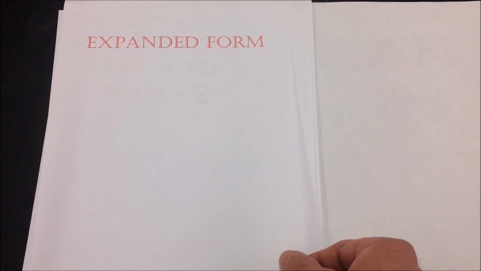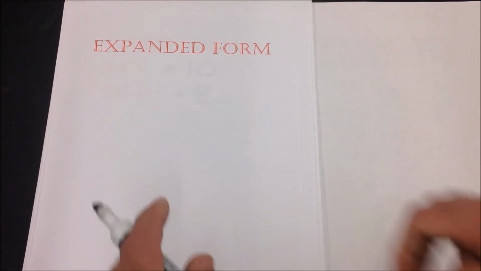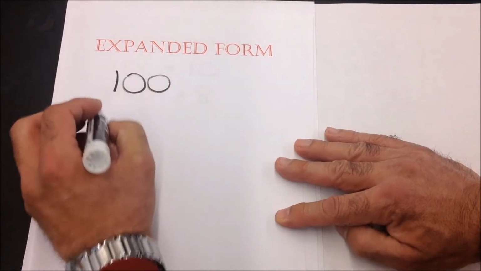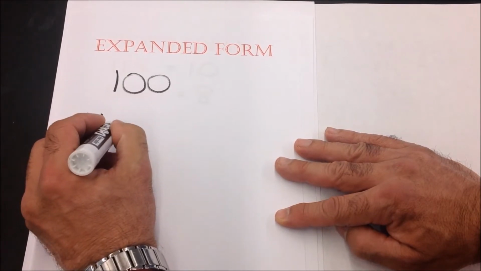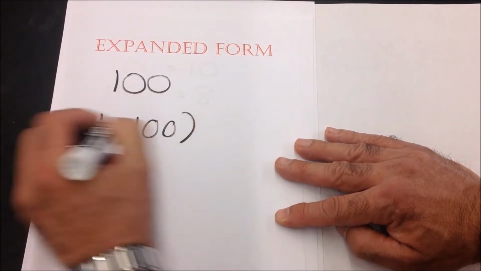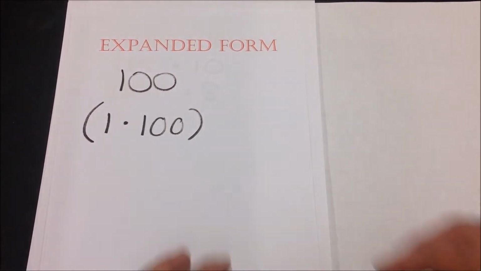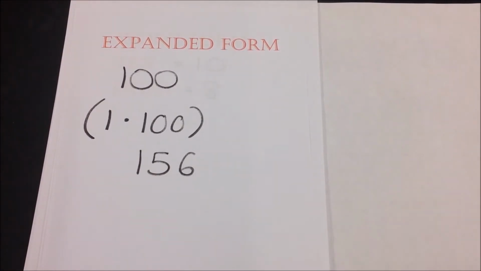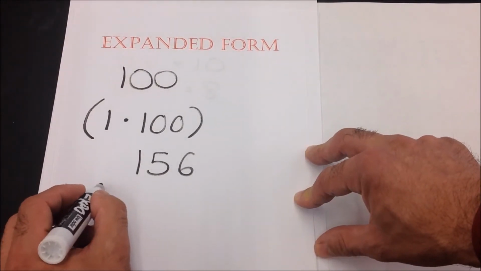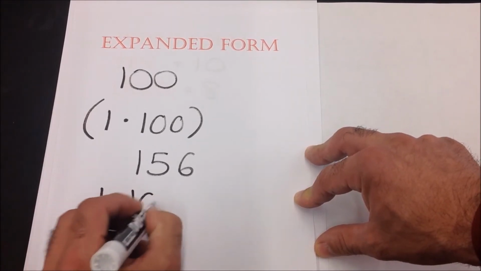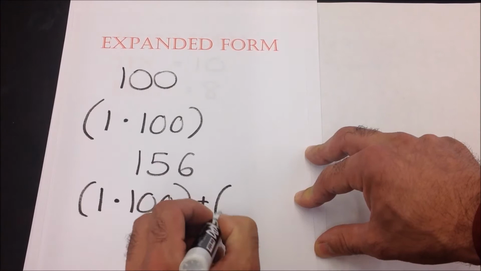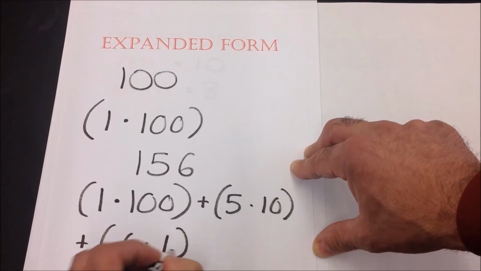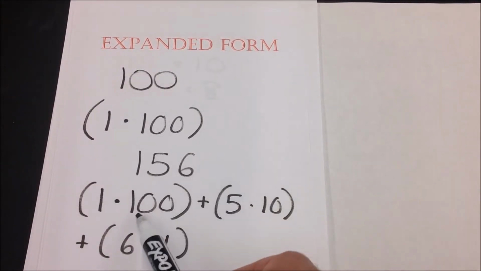Now we have expanded form. So let's talk about expanded form. If I had the number 100, I can expand that with multiplication. We could say 1 times 100 is 100. That's an easy one. Let's say I had 156. We can expand it by its place value, and we'll go over this. So I can say 1 times 100, and we're using that dot for multiplication, plus 5 times 10, plus 6 times 1. We're all using place value.